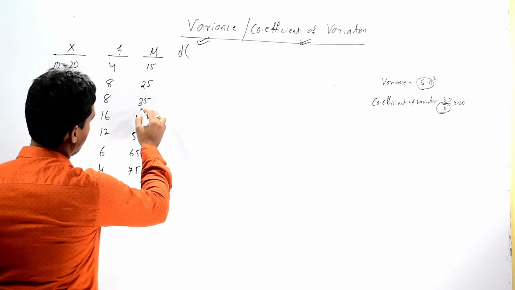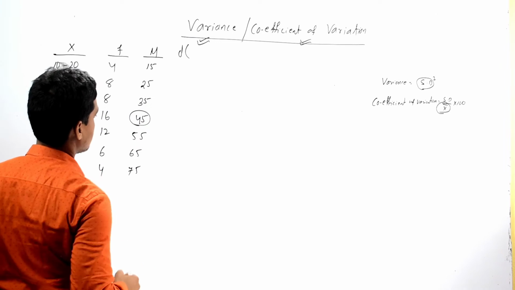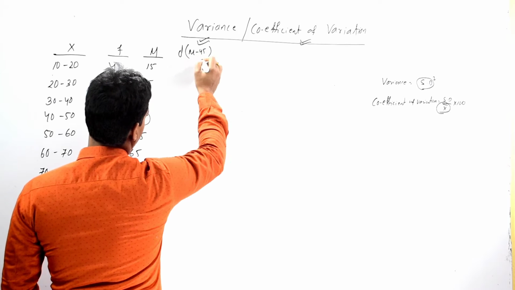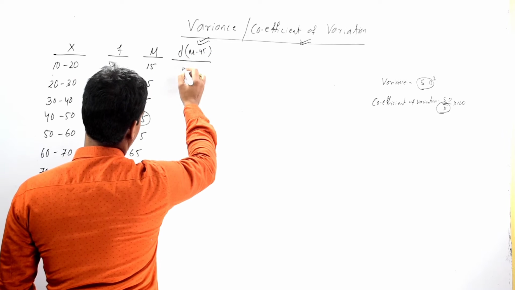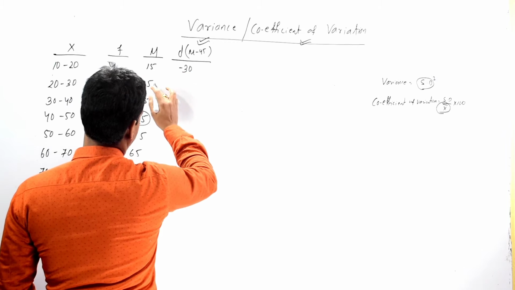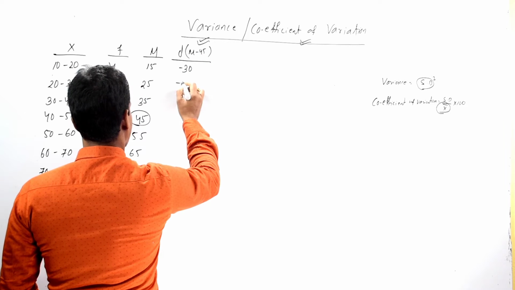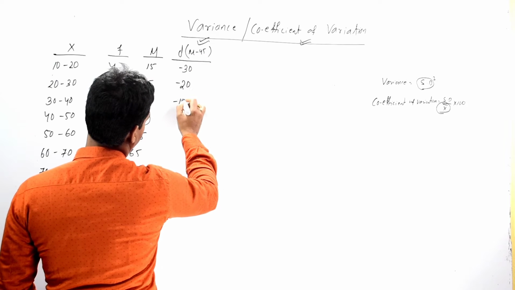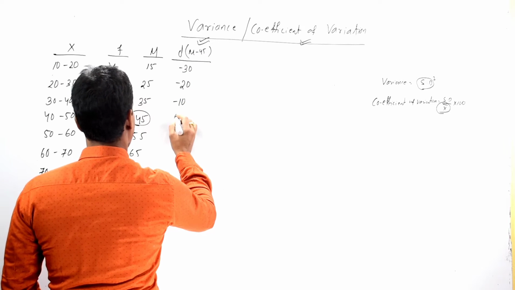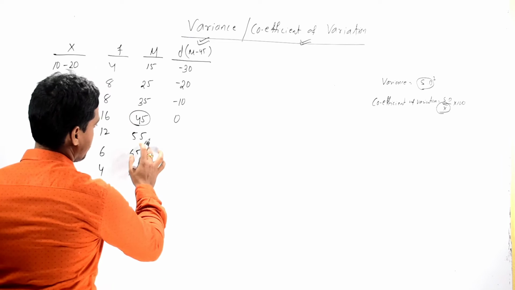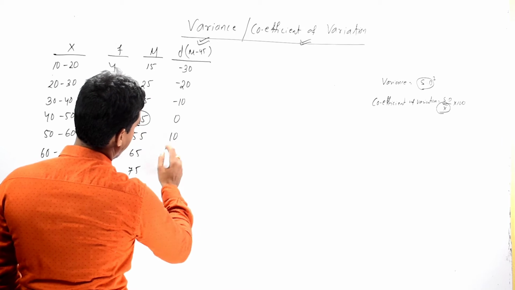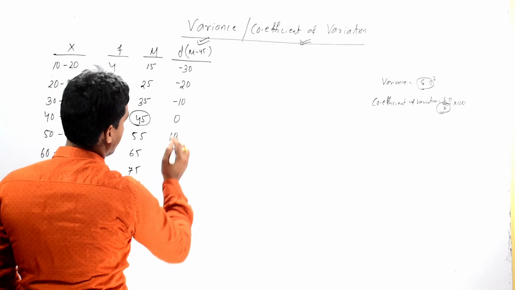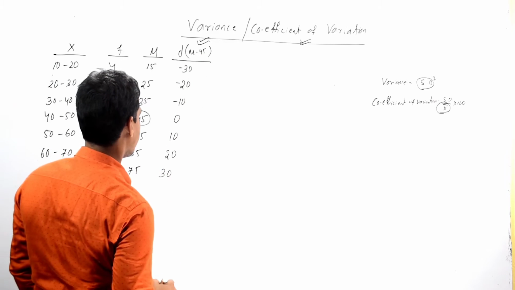Now find out deviation by subtracting the assumed mean from our midpoint. Suppose our assumed mean of the given distribution is 45. So our D should be M minus 45, that is 15 minus 45 is minus 30, 25 minus 45 is minus 20, 35 minus 45 is minus 10, 45 minus 45 is 0, 55 minus 45 is 10, 65 minus 45 is 20, 75 minus 45 is 30.